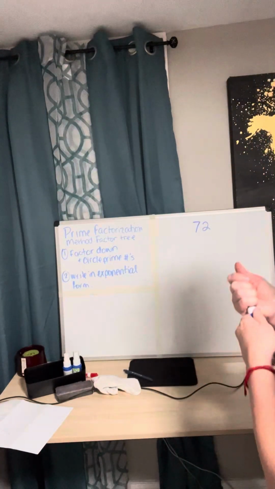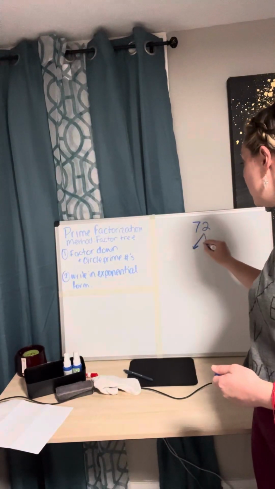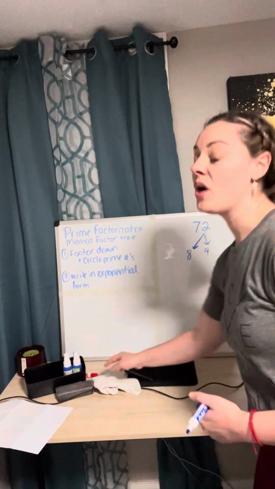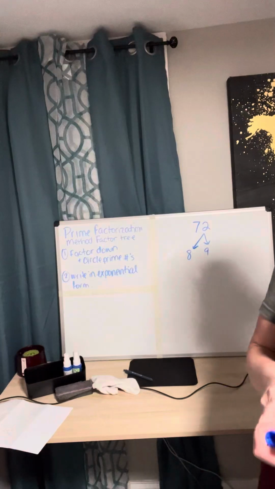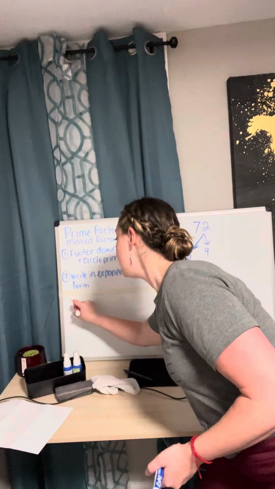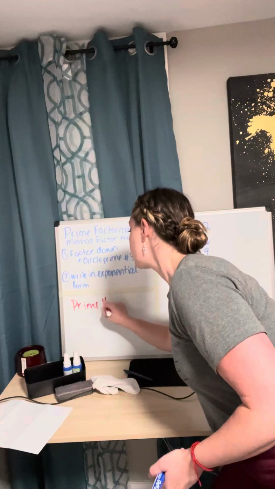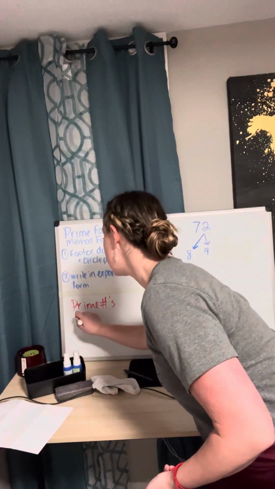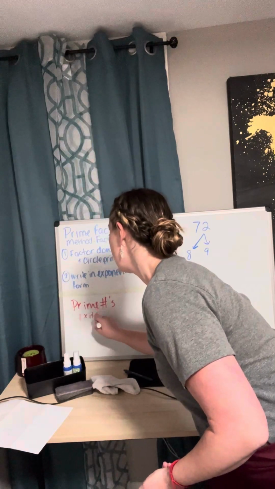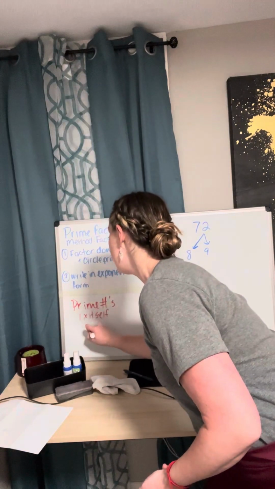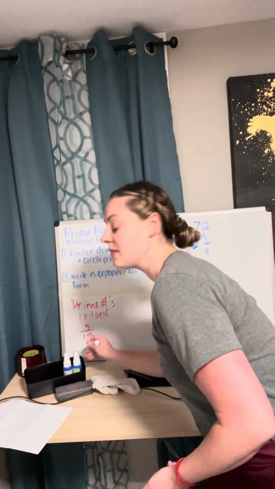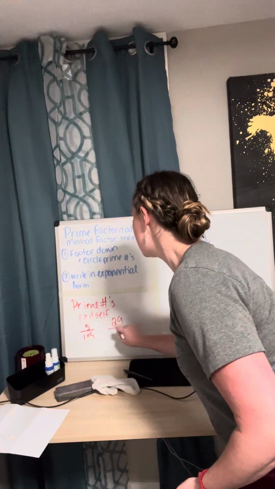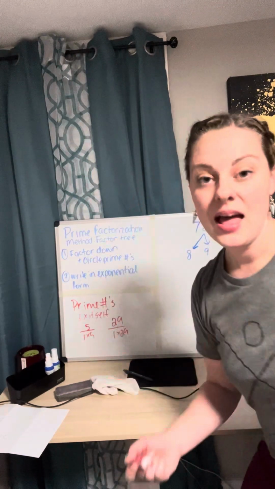So I'm going to start with the number 72. Here we go, I have 8 times 9. Now, neither of these numbers are prime. Prime numbers, in case you forgot, are numbers that only have one set of factors, 1 times itself. So for example, 5 is 1 times 5, and that's it. 29 is 1 times 29, and that's it.